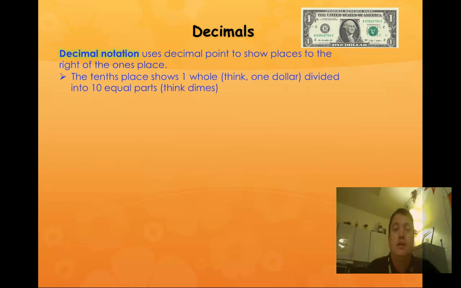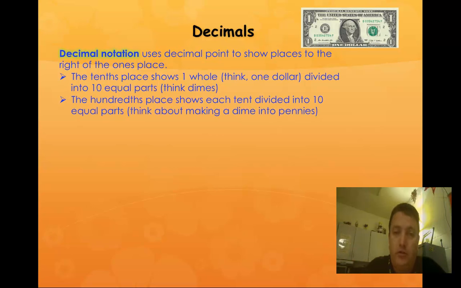So, the tenths place shows one whole, think $1, divided into 10 equal parts. It's easy to think dimes there. It takes 10 dimes to make $1. The hundredths place shows that, that says tenth. It's supposed to say tenth, but we're going to run with it. Divided into 10 equal parts.